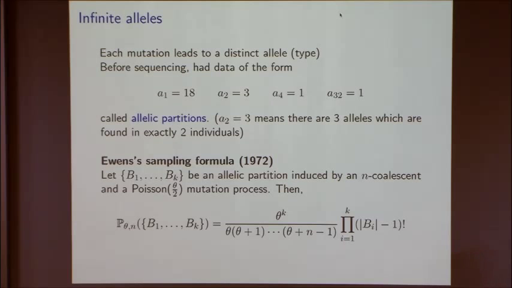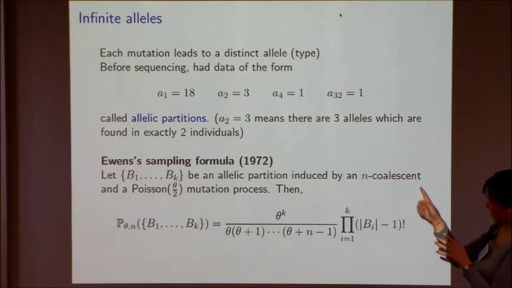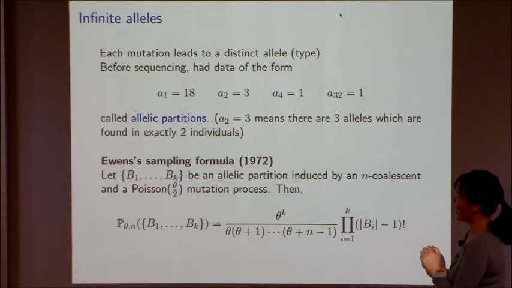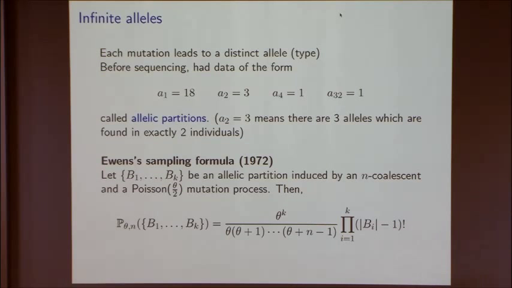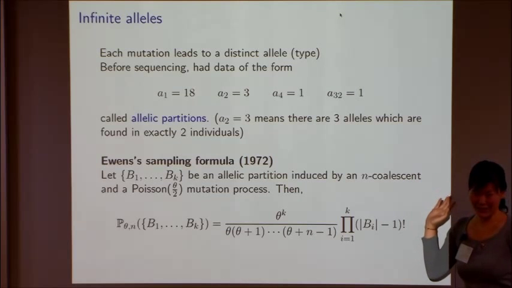And the motivation for this kind of assumption, I think, was because before sequencing, the data that biologists collected were of the form of these allelic partitions, where A sub 1 equals 18 means there were 18 types that only had one individual representing them. A sub 2 equals 3 meant that there were 3 types that had 2 individuals representing that type. And here, A sub 32 equals 1 means there was 1 type, or 1 allele, where there were 32 representatives in the sample. And they wanted to understand, well, is this typical? What can we say about this allelic partition?